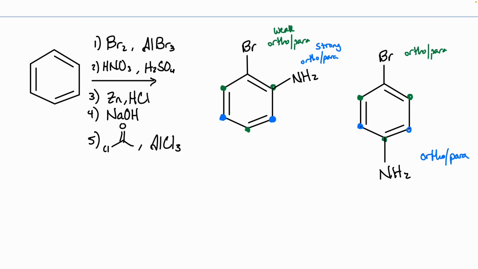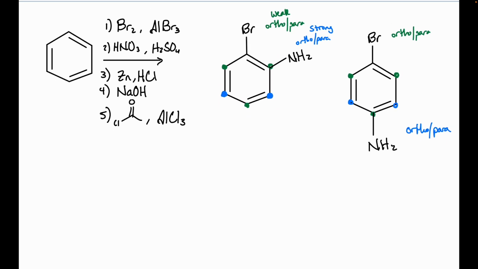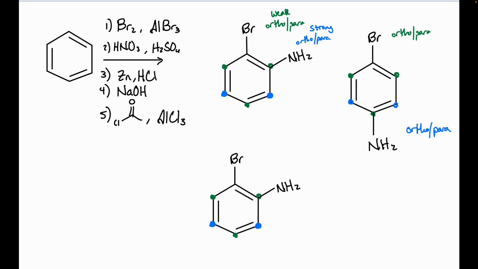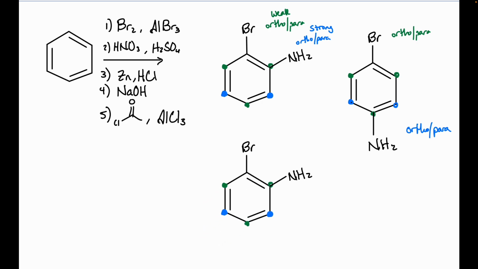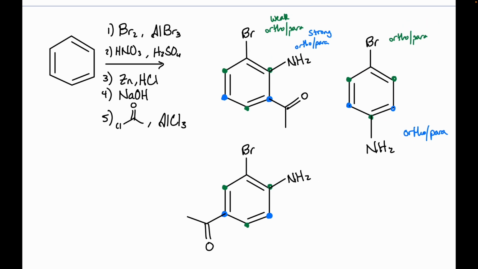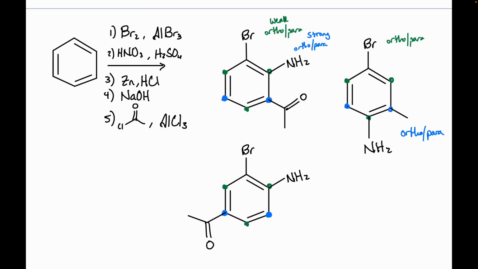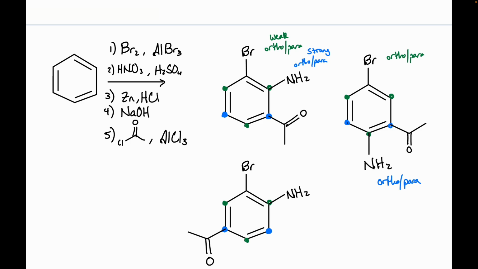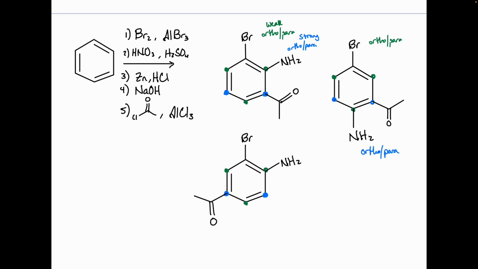In this first product, those two sites are not equivalent, so I'm going to have to draw both products. All right, on this one though, they are equivalent. That's molecule symmetric, so I just have to put that acyl group on one of those two carbons. So again, we're going to get these three products here.